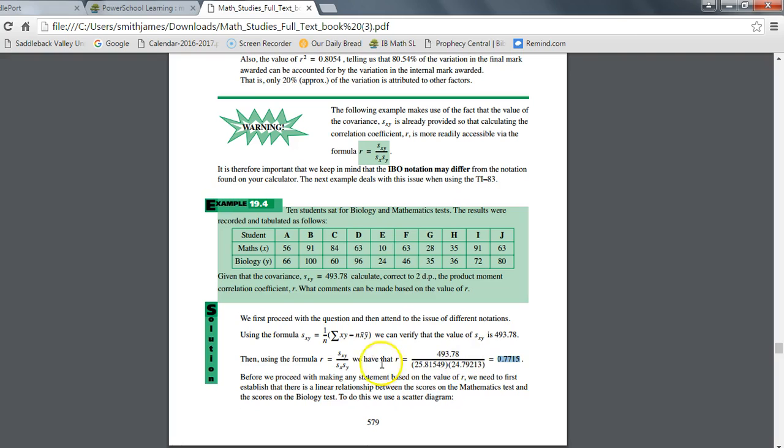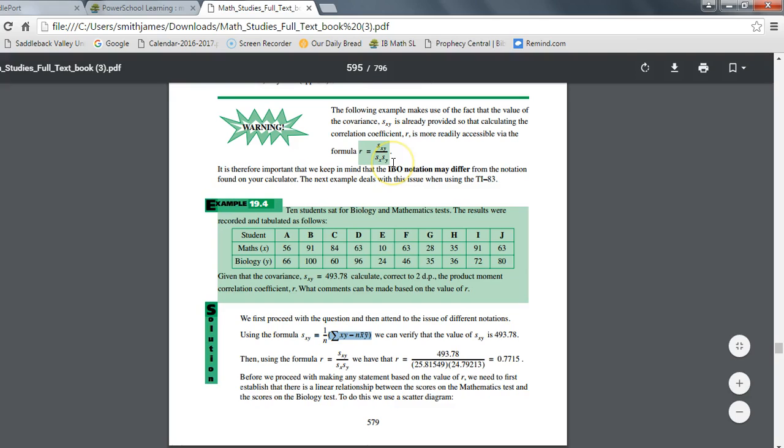Now, this formula goes even deeper. You can see there is a way of calculating covariance, and that's given right here. So this is how you would actually calculate the covariance. You don't need to do this. You don't need to know this formula for any test question.